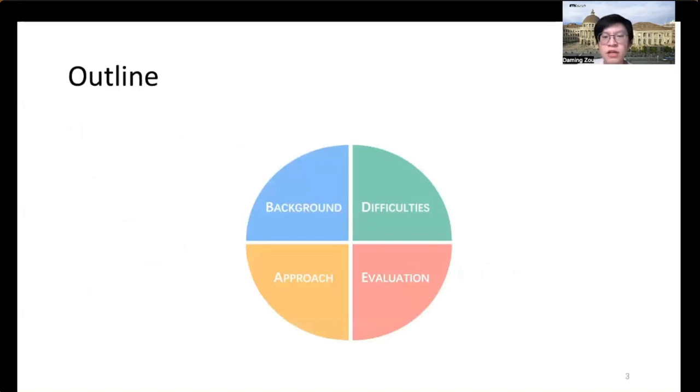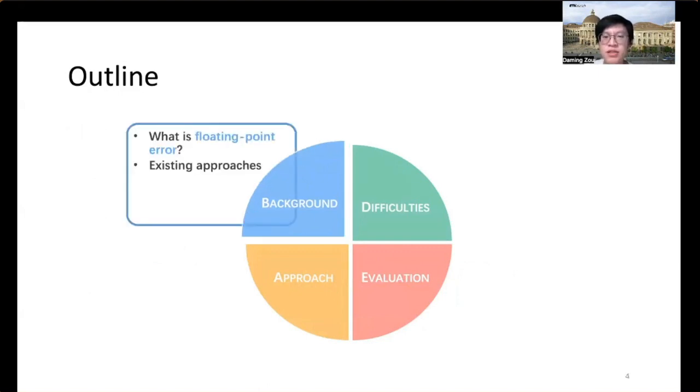Here is the outline of this talk. The first part is about the background. The second part is about difficulties when using even the state-of-the-art techniques. The third part is our approach Acesso, and the last part is the evaluation of Acesso. In the first section, let's start with floating point errors and how existing approaches repair them.